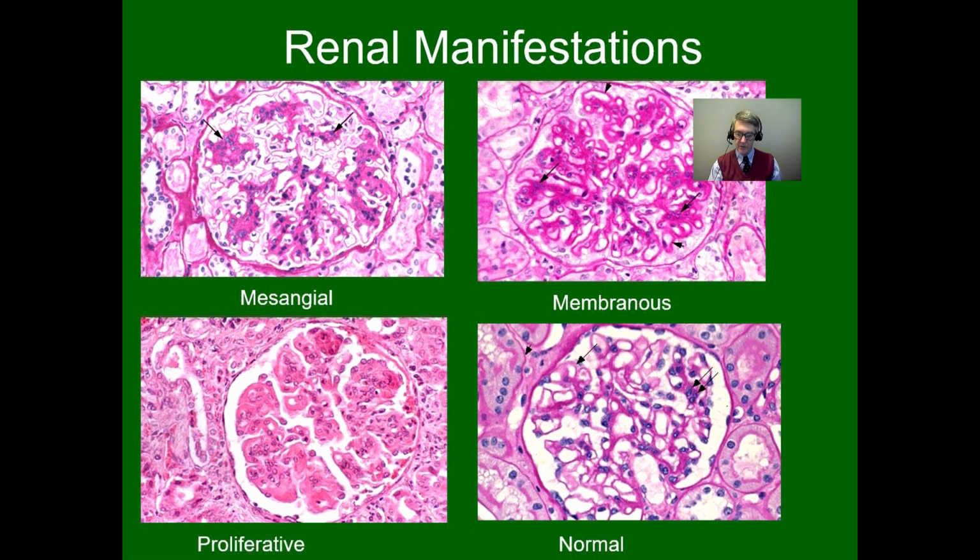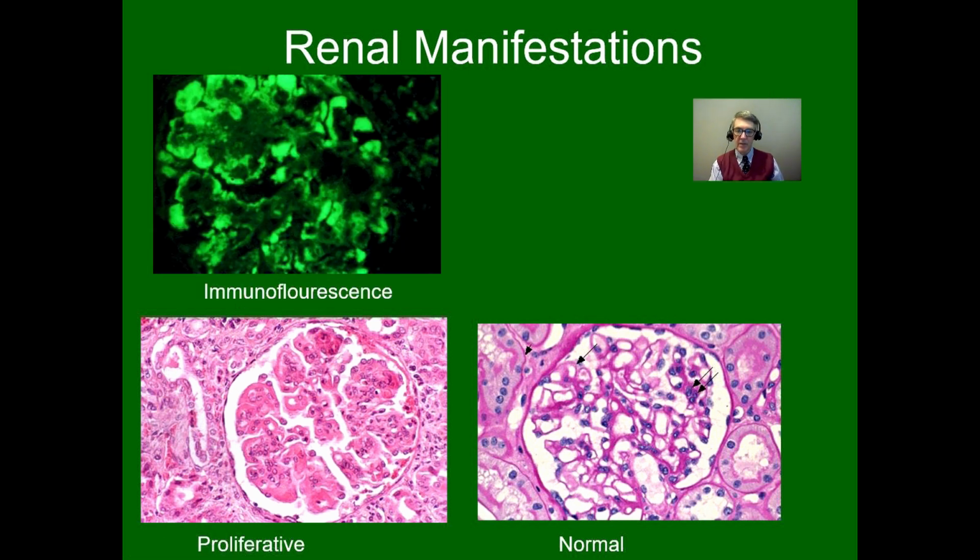Electron microscopy shows that there's immunoglobulins in the mesangium, and I have a better picture of that with an immunofluorescence study. And then membranous glomerulonephritis occurs in about 15% of the patients, and there's not a lot of cellular proliferation. There's just a lot of thickening of the glomerular basement membrane.